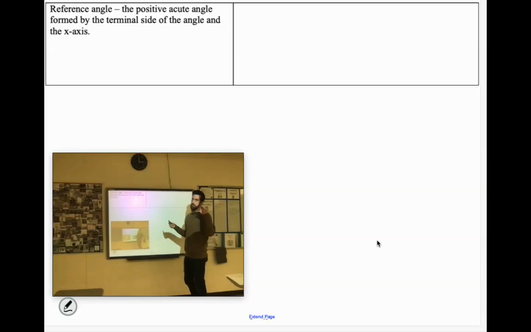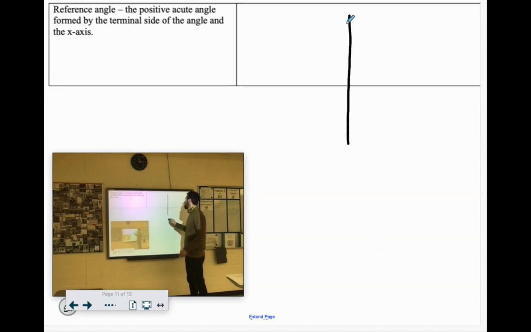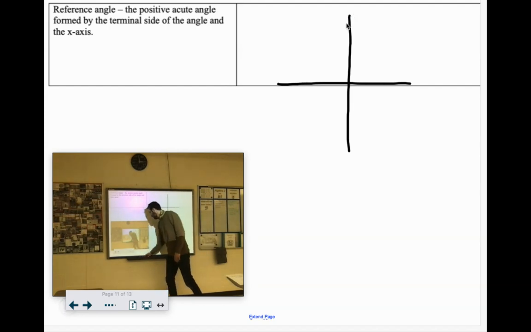Right, reference angles. We did it with degrees. Now we're going to do it with radians. The reference angle is the positive acute angle formed by the terminal side of the angle and the x-axis. Very similar to what we did with degrees. So let's label our quadrants.